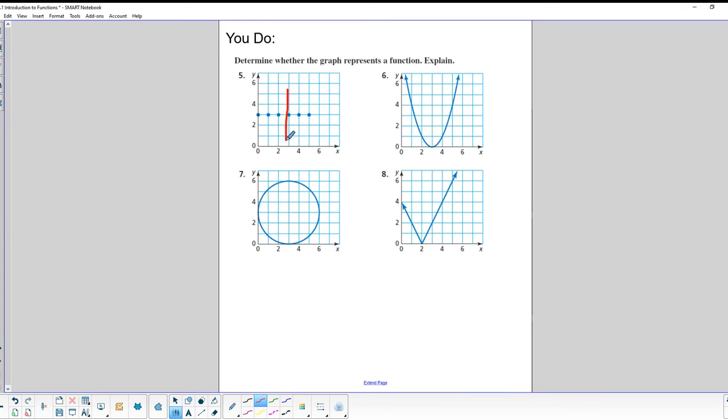How about this next one? Well, the vertical line will only hit once. On this number 6, any vertical line will only hit once, even though it's kind of going uphill in both directions from the center. The same with number 8. Any vertical line will only hit once. However, on number 7, a vertical line anywhere inside the outer edges of this circle will result in 2 intersections. So it'll hit the circle twice. So this is not a function.